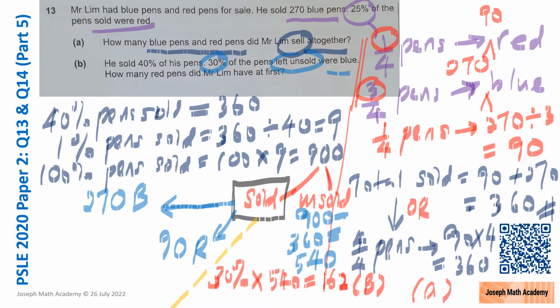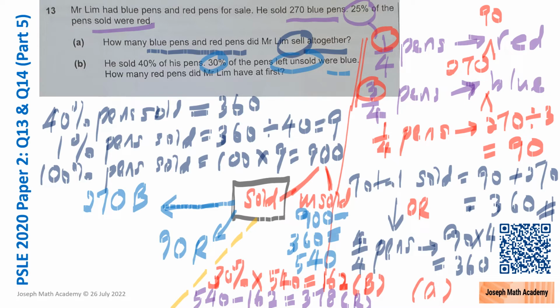What about the red ones that are unsold? We can do the same way. 540 unsold, take away 162 blue unsold. We get 378 red pens unsold. Very simple part-whole concept.